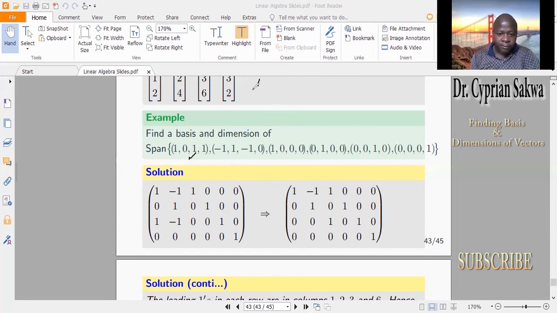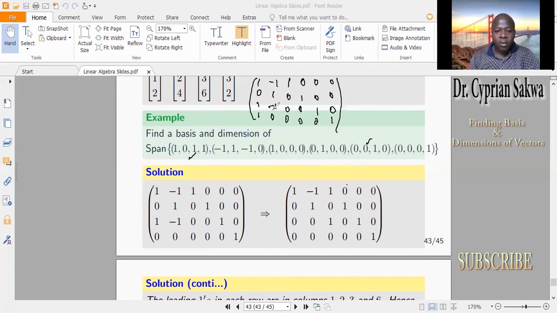I have 1, 0, 1, 1 as my first column. The second column will be negative 1, 1, negative 1, 0. And then this other one will be 1 with three zeros. So that is the third one. I'm coming to the fourth one: 0, 1 with the 2 zeros. Then this other one is 0, 0, 1, 0. So I've written this. So I'm coming to this 1, 2, 3, and then 1 here.